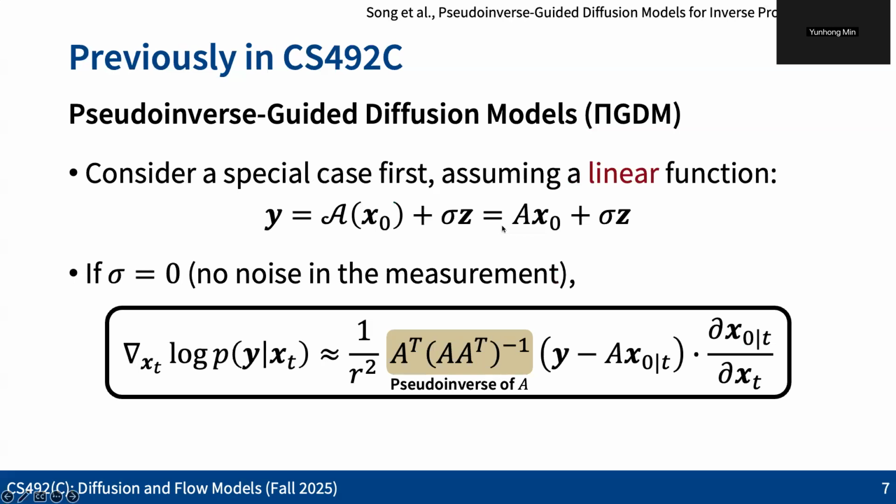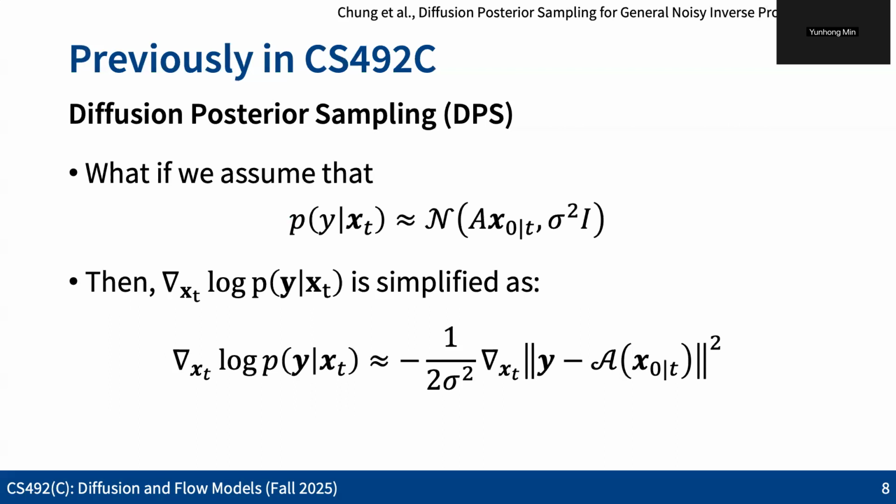For that, we briefly discussed two ideas. When we assume that the inverse problem is defined as a linear function like this, we could derive that this conditional score term can be computed in this way with some parameters, R here, where we compute the pseudo inverse of A. This could be further simplified with an even more crude approximation, approximating this conditional distribution with a Gaussian distribution.